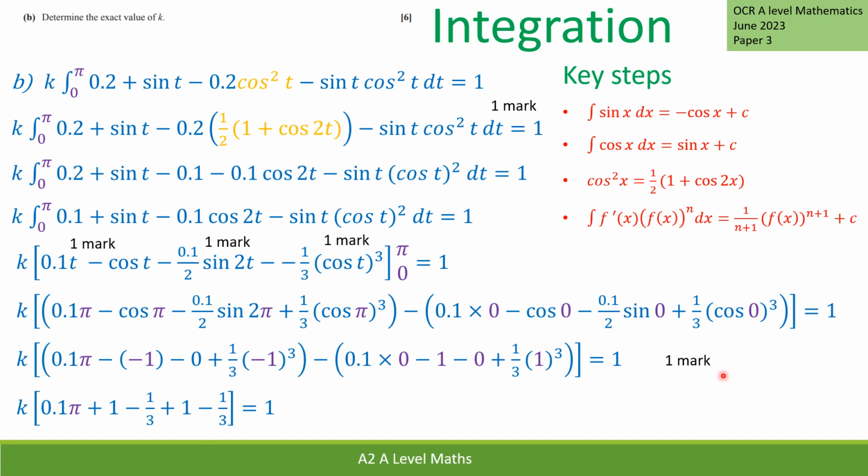So we get 1 mark for getting to here by putting in your values for pi and 0 and working each term out separately. I would recommend you work out each term separately, because otherwise you can get confused and your calculator won't give you the answer in exact form. So you need to work out each term separately to be able to work through to the answer, because the questions are, say, in exact form.